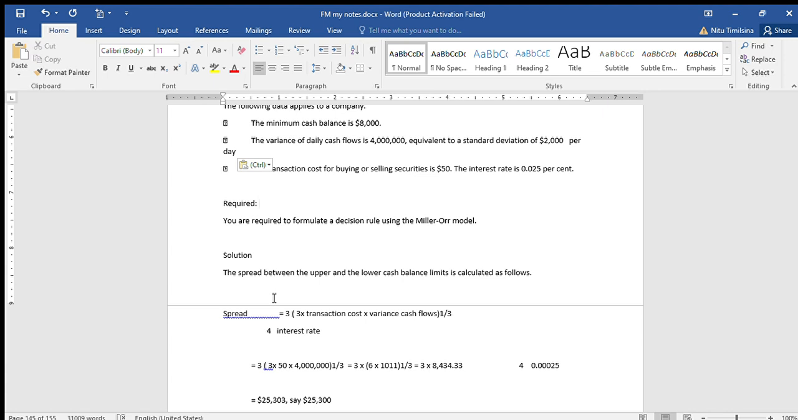So 3 into 50 into 4 million, divided by 3, to the power of 1 by 3.